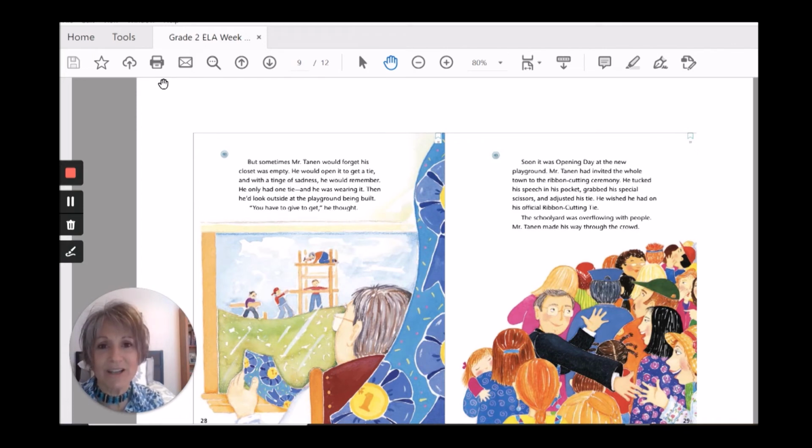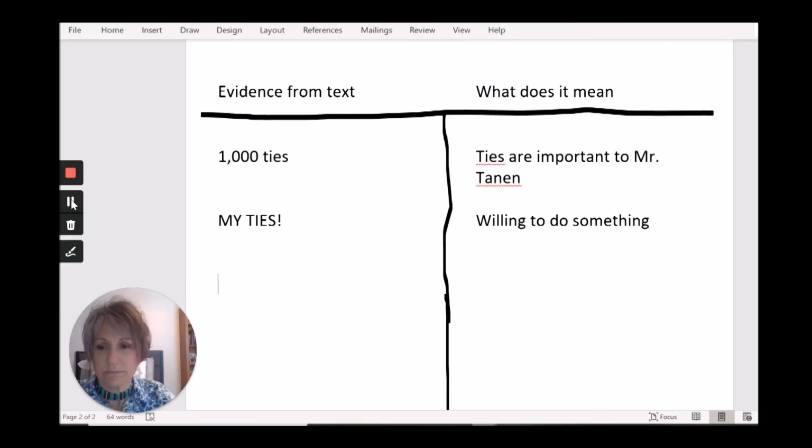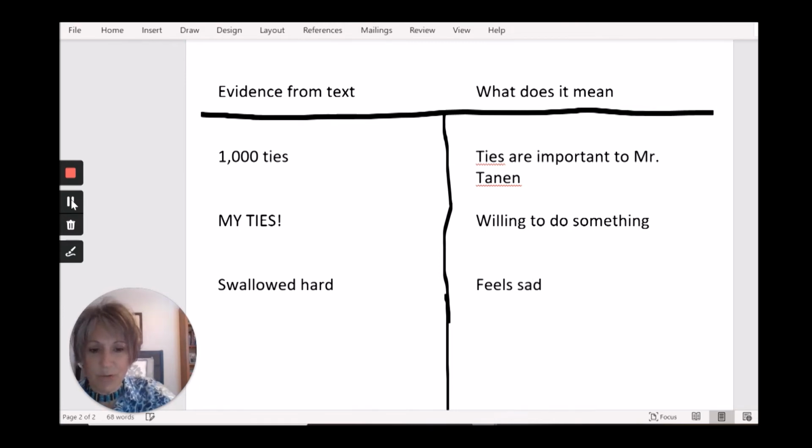I think this is important enough for us to record on our graphic organizer. So let's do that now. I think in this part of the story, we learn something about our main character, Mr. Tanen. He swallows hard. It says when he opens his tie closet, he has a little tinge of sadness. So let's record that now. I'm going to write "swallowed hard" on my evidence from the text. And what it means, I think it means that he feels sad. So I'm going to record that now. You do the same.